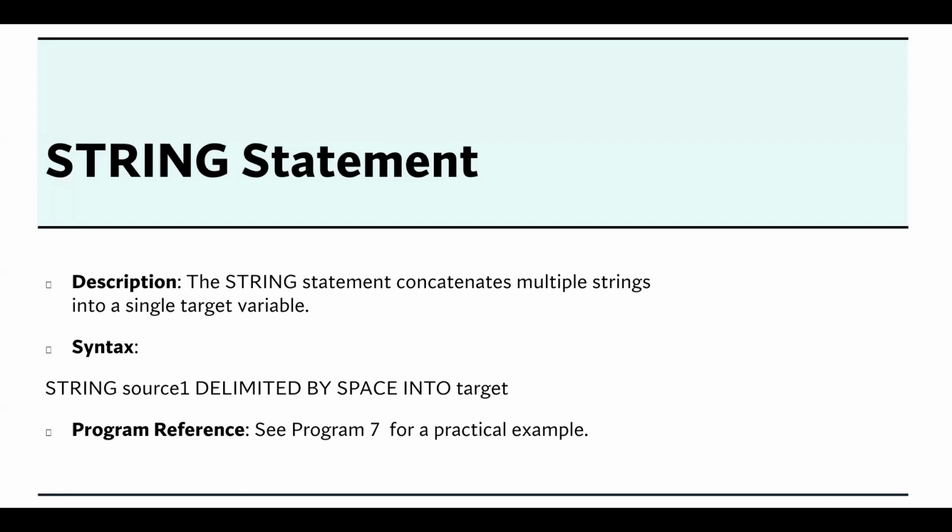Okay, so just seeing the syntax of that, the STRING statement combines many values into a single variable. If you see the syntax, it is STRING source one, delimited by. What is the meaning of delimited? It means on what basis we are going to combine the things.